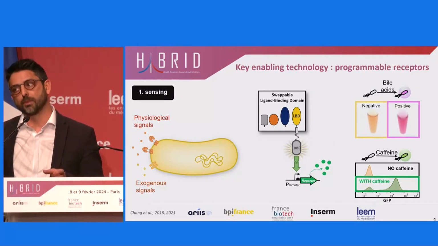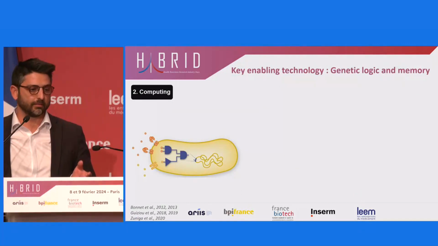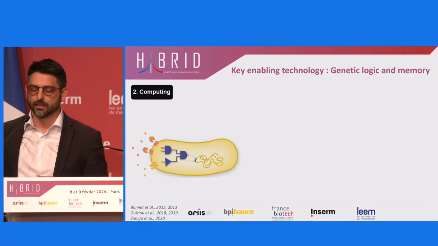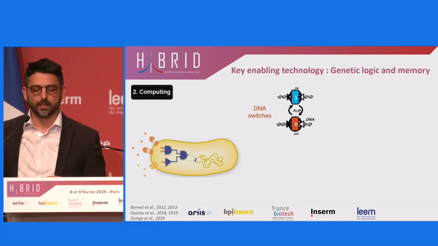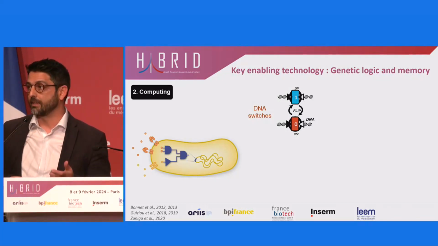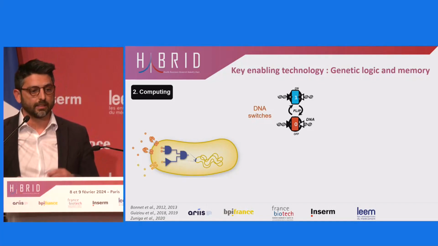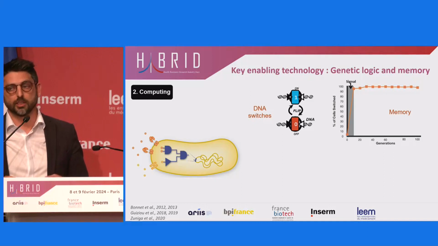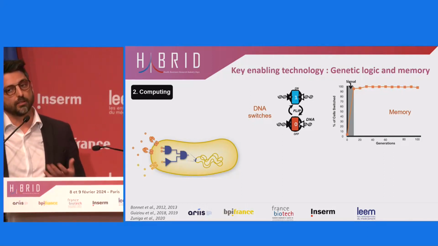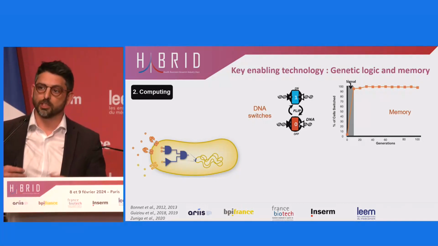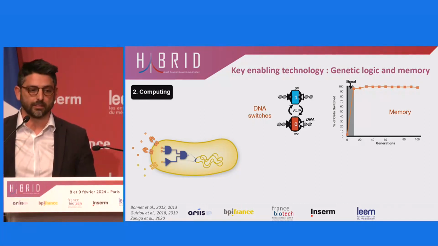So now we give them eyes. How do we give them a brain? We take inspiration from computing and electronics to engineer these tiny DNA switches that can be flipped and have two states, like 0 and 1 in computer science. And here, when you flip the switch using a recombinase, you can trigger gene expression. And this is reversible, so now you have a memory that remains for many generations. You can imagine having sustained drug delivery once you activate your device.